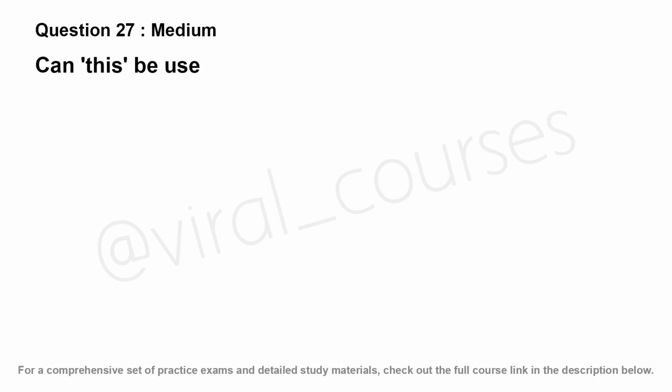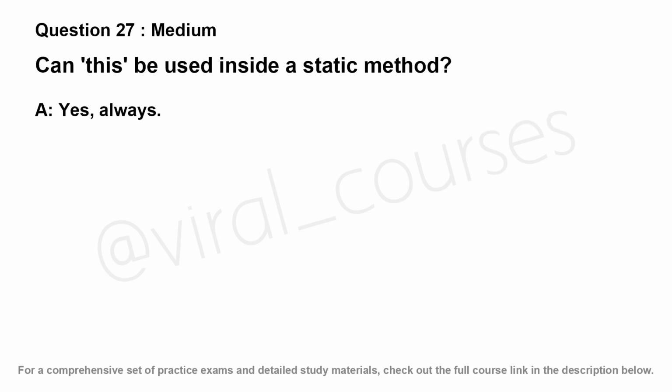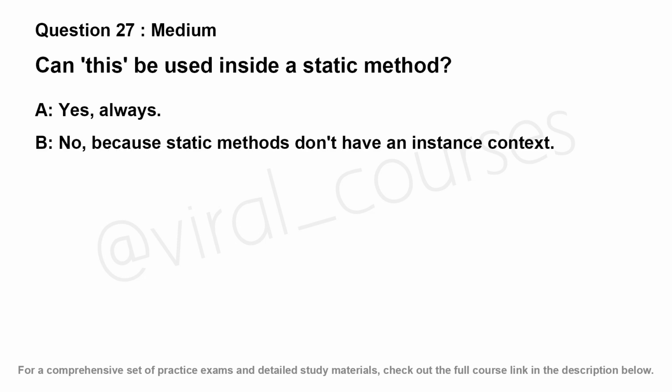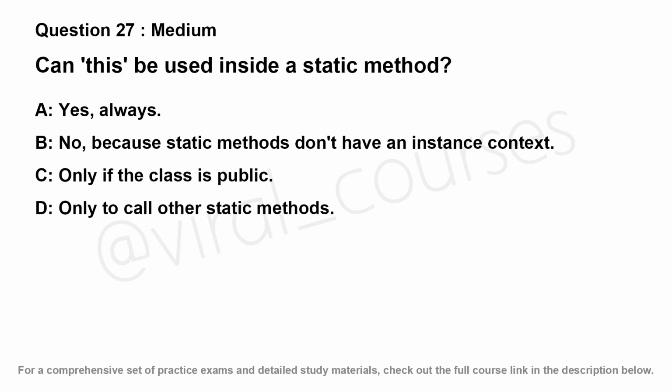Can't this be used inside a static method? Option A. Yes. Always. Option B. No, because static methods don't have an instance context. Option C. Only if the class is public. Option D. Only to call other static methods.